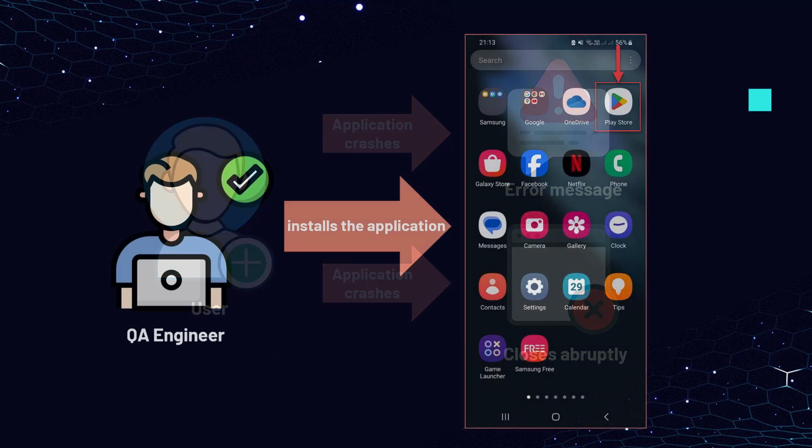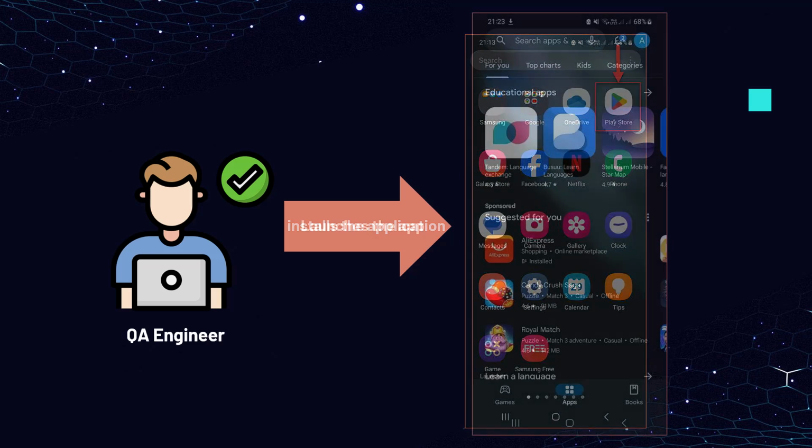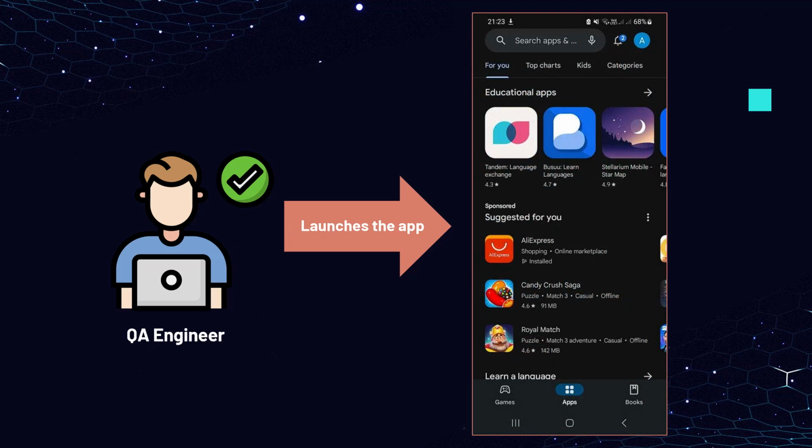Imagine that a QA engineer should perform network interruptions testing. For that reason, the tester installs the application on the device, for example, the Play Store application on the Android device. The next step is to launch the application. The Play Store application is launched and the home screen appears.